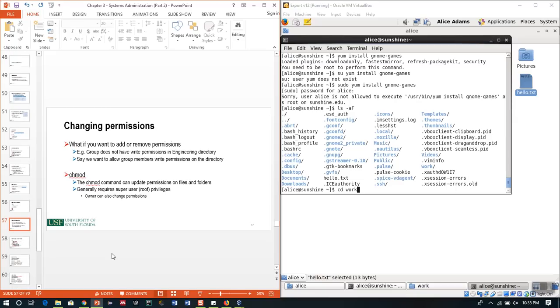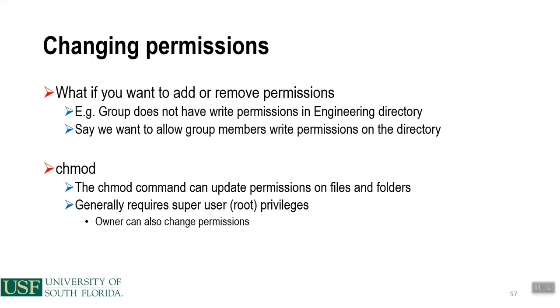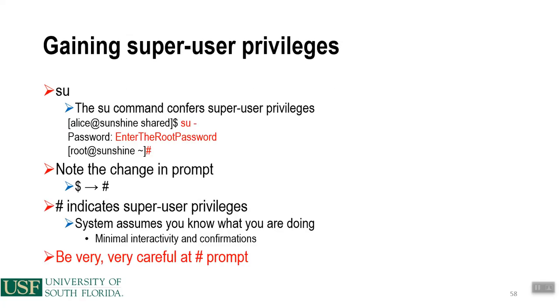What if you want to change permissions? So for example, a group does not have permission to write to an engineering directory. Say that we want group members to have write permissions on the directory. chmod can update the permissions on files and folders. And this generally requires super user, or sudo, or root privileges. And the owner can also change the permissions if they have the ability to do it.